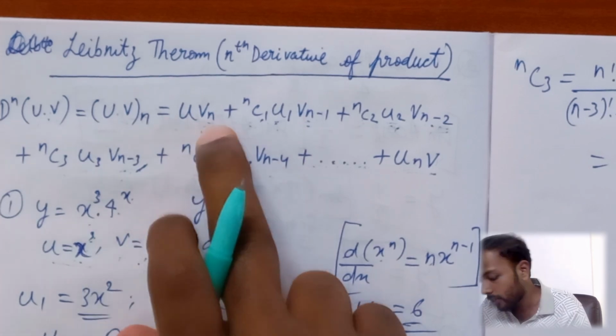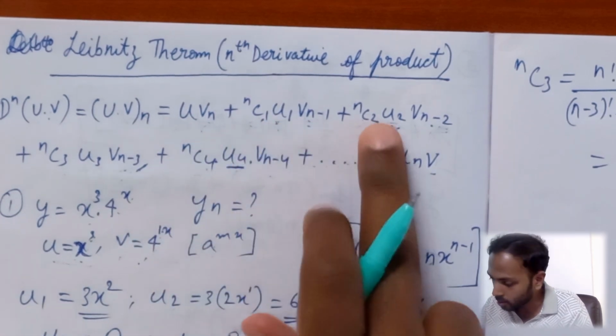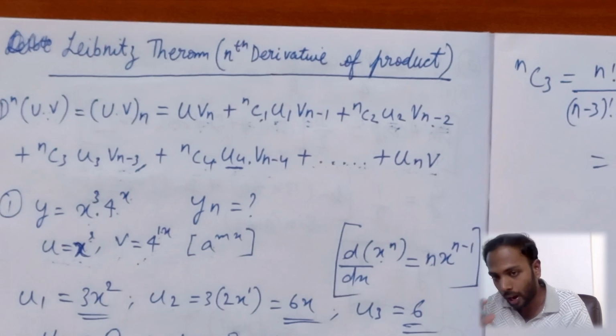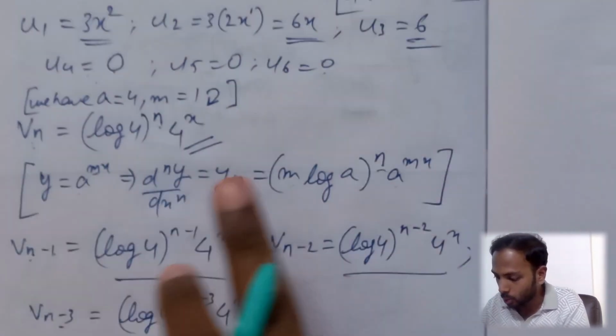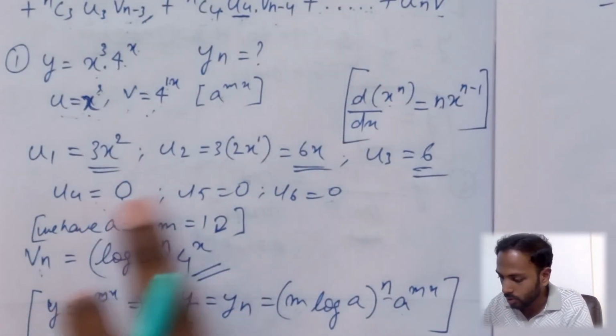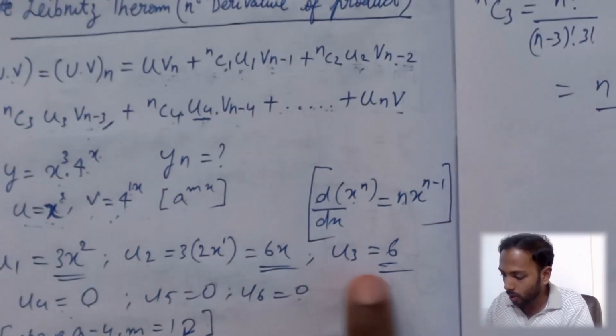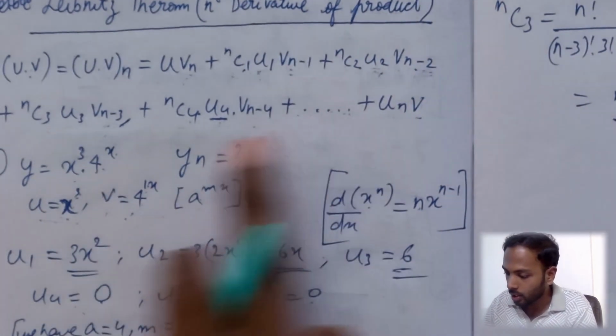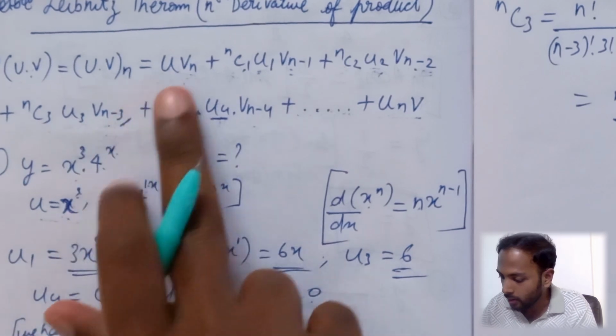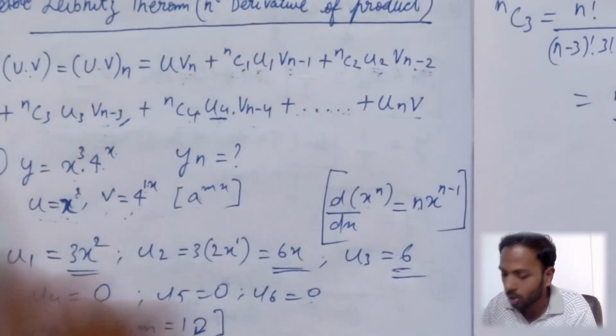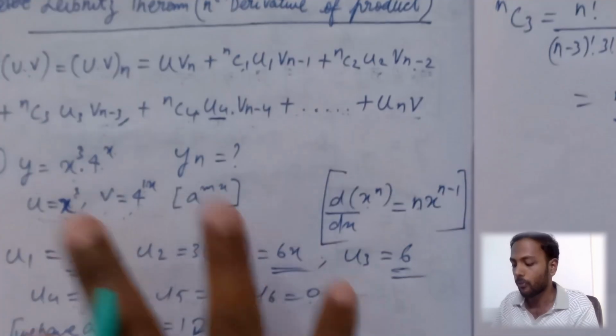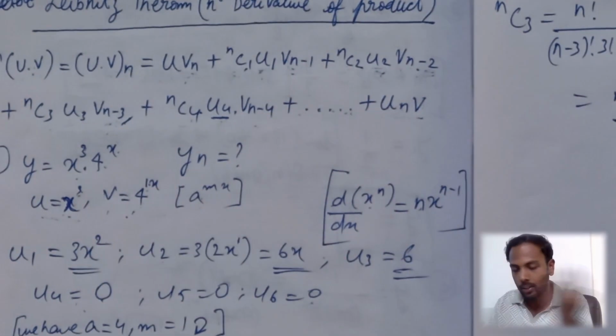Now we have found everything required. We know U, we know Vn, we know NC1, U1, Vn minus 1, everything. Again, I'm repeating: since U4 is 0, this will only have terms till U3. So it will only have 1, 2, 3, 4, these 4 terms. It will not have any after this. For this particular question, this might differ for different questions.